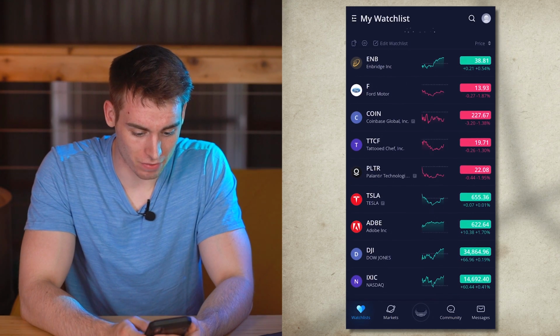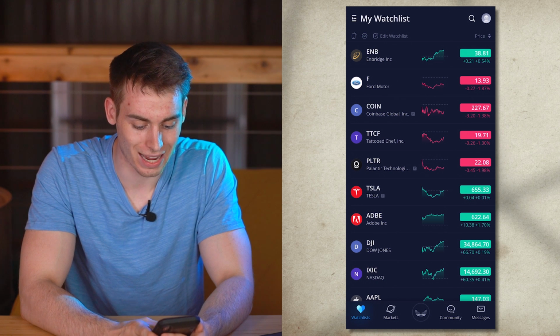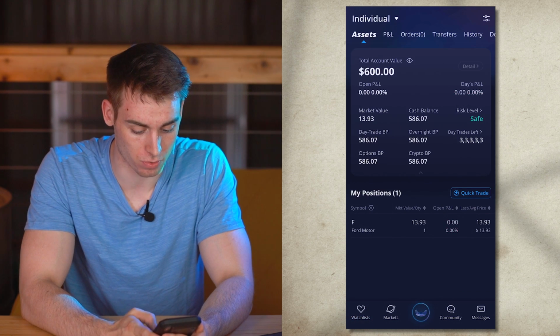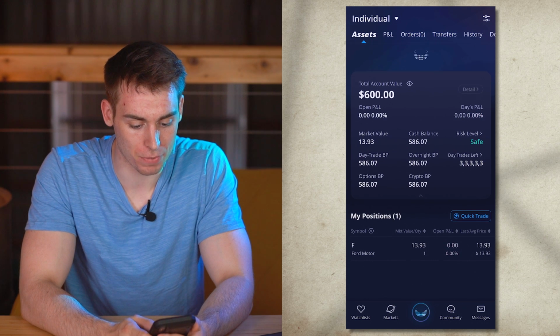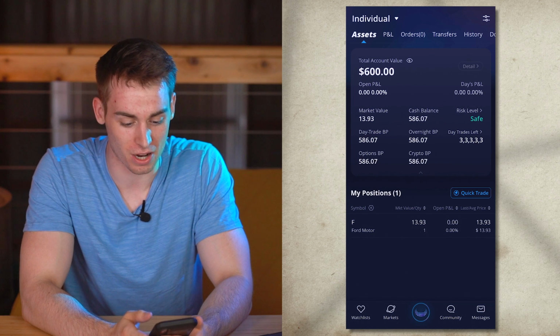If we go back to the main navigation menu, we go to My Watch List, and then we can go ahead and click this WEBULL icon center at the bottom of the screen. This is going to take us to our position. So we can already see, you probably saw the flash of red there. That was the Ford stock dropping just a little bit.